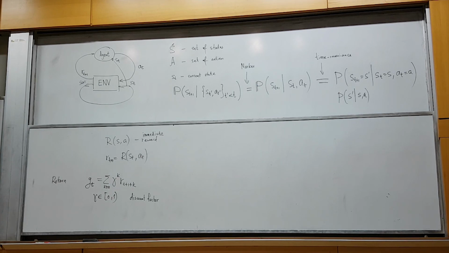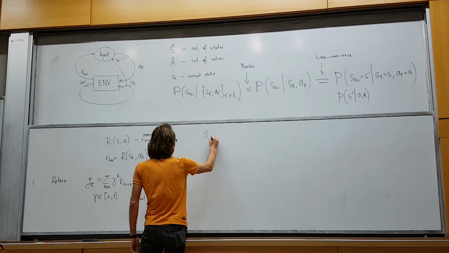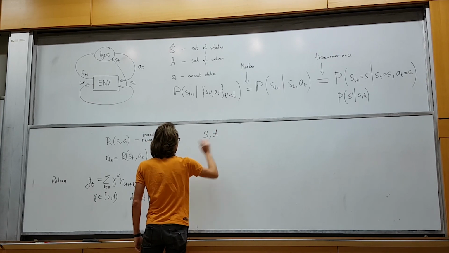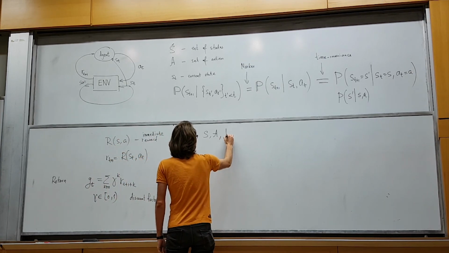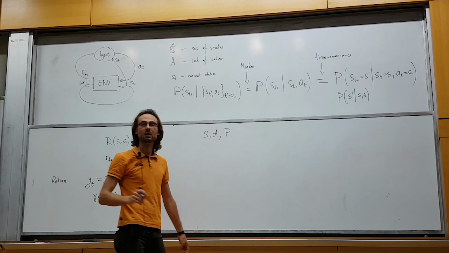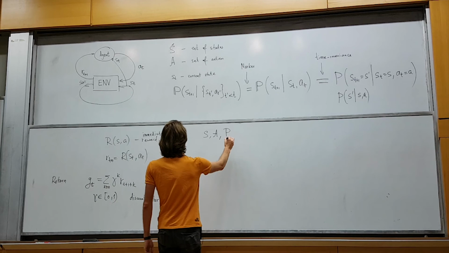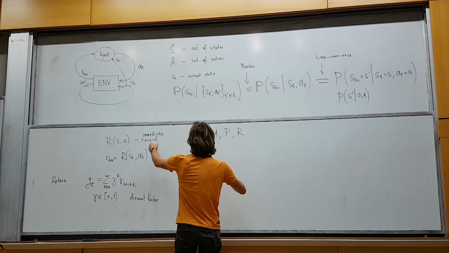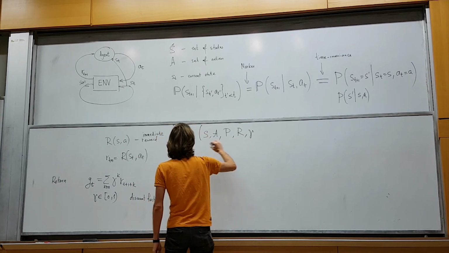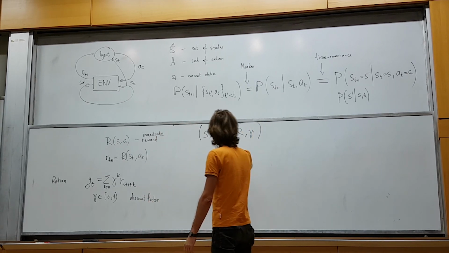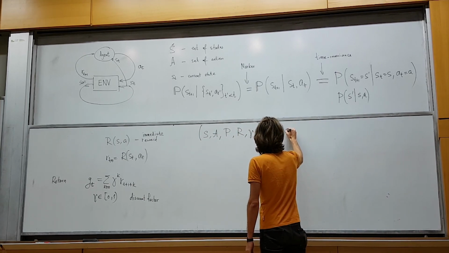Now, basically we have all the ingredients. We have the following tuple. We have S, the space of all possible states. We have A, the set of all possible actions. We have our transition probability, P, that we assume to be Markovian and time invariant. We also have our reward function R, and we have the discount factor gamma that defines the total return. And this tuple with these 5 ingredients is called a Markov decision process, or MDP.